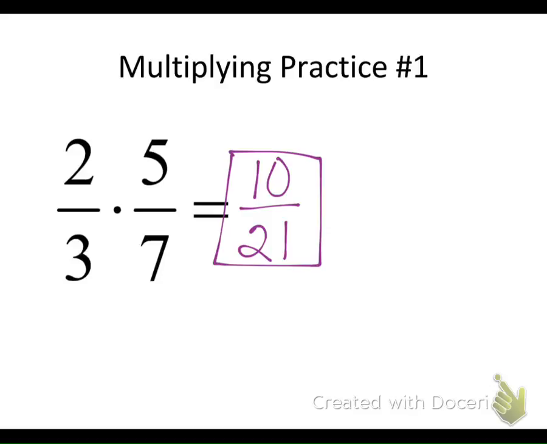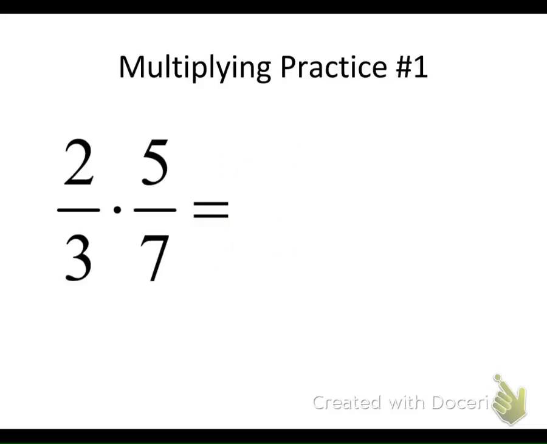Everybody have it? Okay, let's take a look at example number 2. So example number 2, we're going to follow the same steps again. We're first going to see if we can reduce any numerator with any denominator. So we're going to look at our first numerator of 2. Can I reduce it with the denominator of 3? No. Okay. Then I'm going to look at my second denominator. Can I reduce 2 and 4? Yeah, what are they both divisible by?